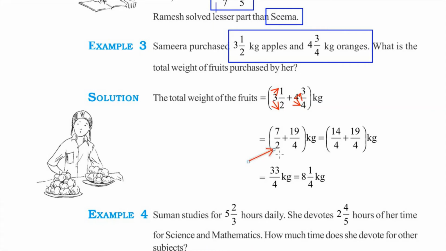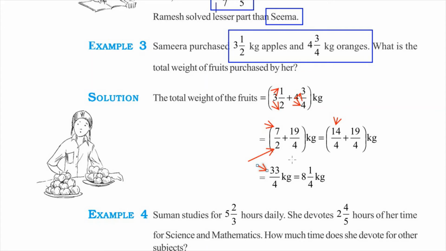So the least common multiple of 2 and 4 is 4. And therefore, to convert 2 into 4, we need to multiply it by 2. We also need to multiply 7 by 2, which is going to give us 14 by 4. So the total kgs is 14 by 4 plus 19 by 4, which is just equal to 33 by 4 kgs. Now, we can also write the answer as a mixed fraction.